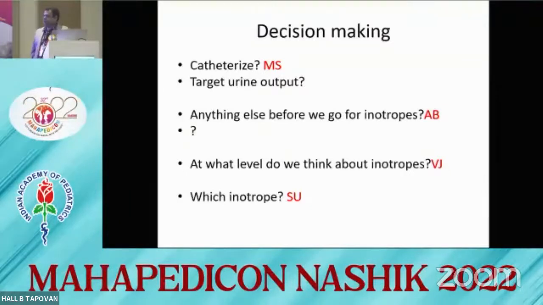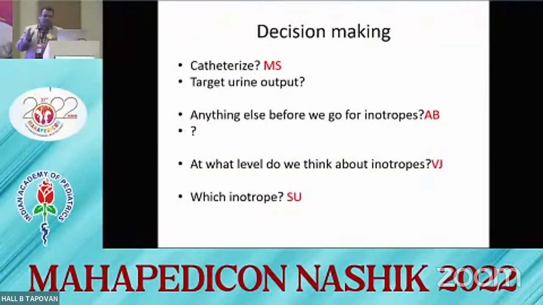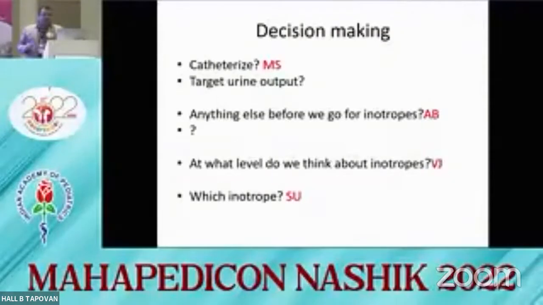Correct. So I would straightforward go for the catheterization. Nowadays, even 0.5 ml per kg per hour is acceptable, but there should be some urine. The child should not be anuric for a long time. Dr. Abhijit, would you like to do something else before going to inotropes, or is inotrope the final answer?